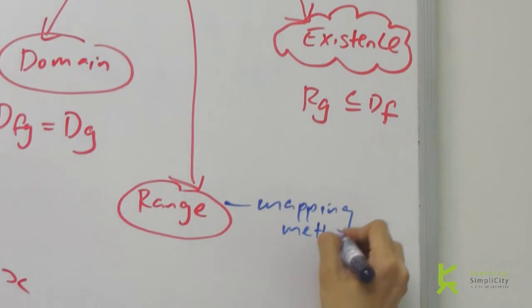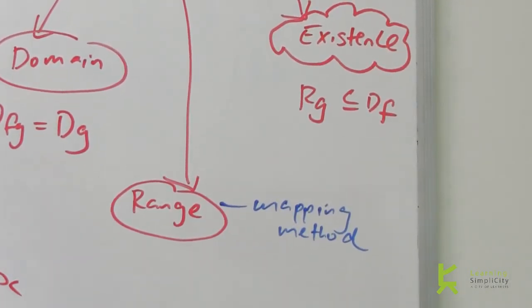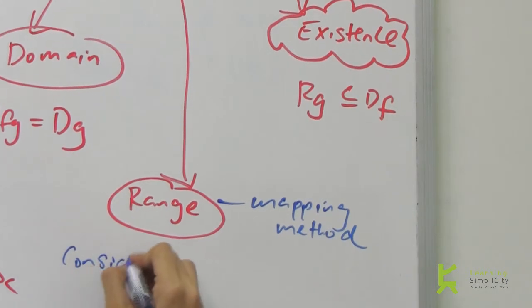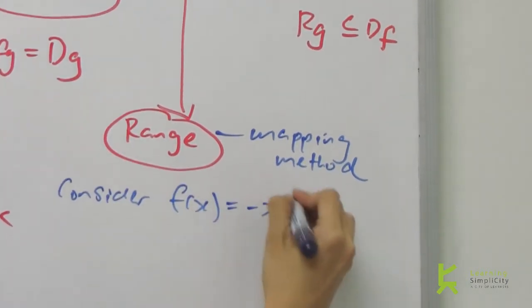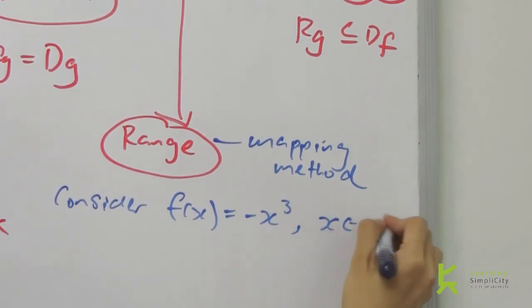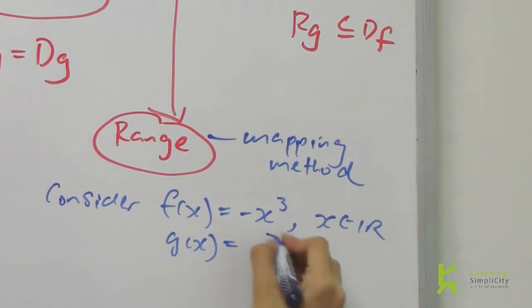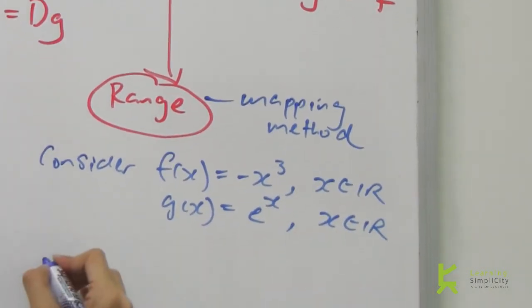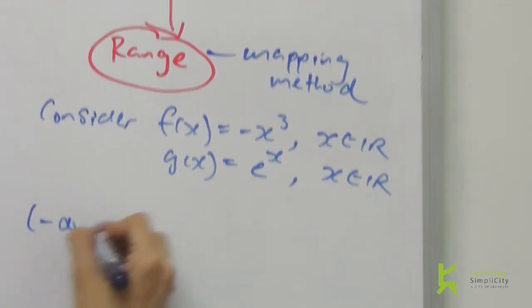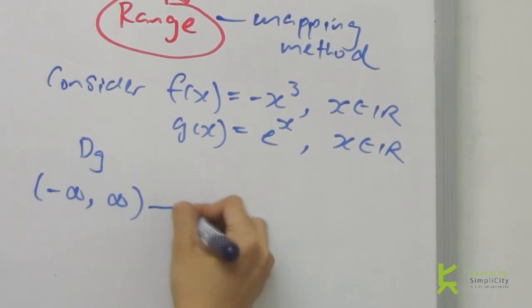The mapping method is a method whereby you look at each function individually to determine the resultant range. Let's consider the function f(x) equals minus x cubed, where x belongs to the real numbers, and g(x) equals e to the power of x, where x belongs to the real numbers. To start off, we look at the domain of g, which is all real numbers, from minus infinity to infinity. Under the mapping of g, we have the range.